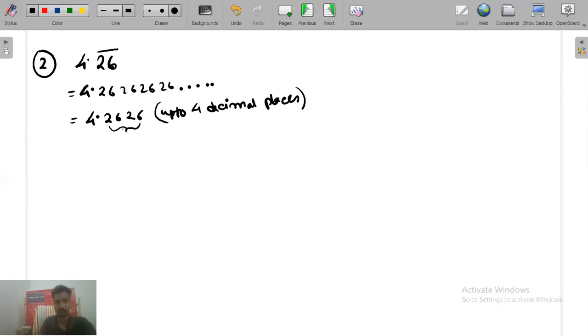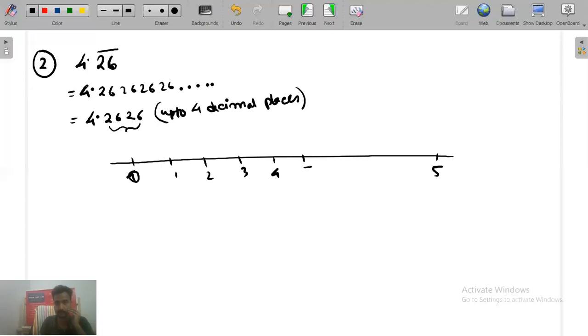You can do this by successive magnification. Now see, 4.2626 will first lie between 4 and 5 on the number line. So first you have to plot from 0, then 1, 2, 3, 4, 5, 6, 7, 8, 9, 10. This is your first step.